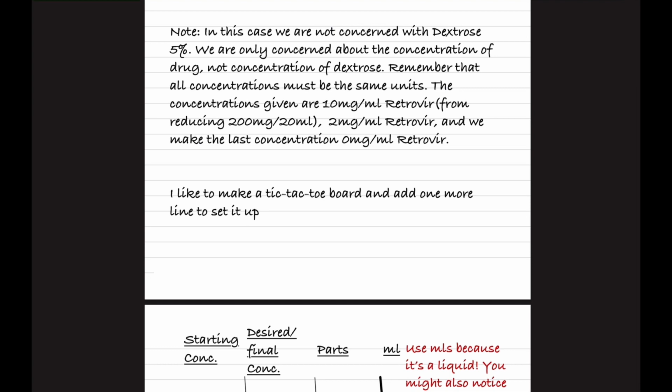Remember that all concentrations must be the same units. The concentrations given from the question are 10 mg per ml retrovir. We got that from reducing. And the other concentration is the final concentration that we are trying to get, 2 mg per ml of retrovir. And we make the last concentration 0 mg per ml because there is no drug in D5W.